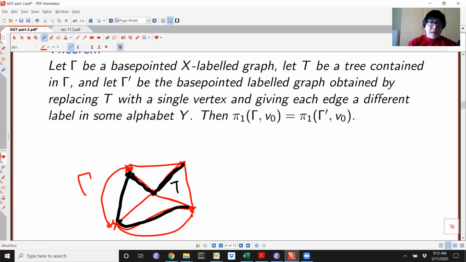Again, let gamma be a base pointed labeled graph, and let T, capital T, be a tree contained in gamma, and let gamma prime be the base pointed labeled graph obtained by replacing T with a single vertex, where here was our base point v sub 0, and giving each edge a different label in some alphabet Y. I'll leave off the labels. So now I'm going to make a new graph where everything that was in T is collapsed to a single point.